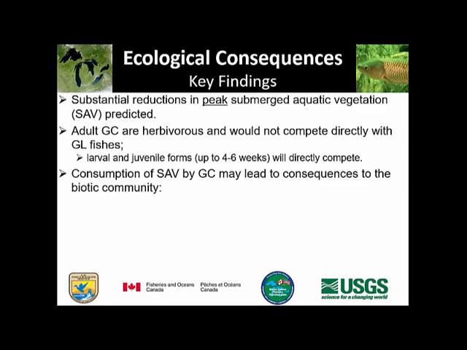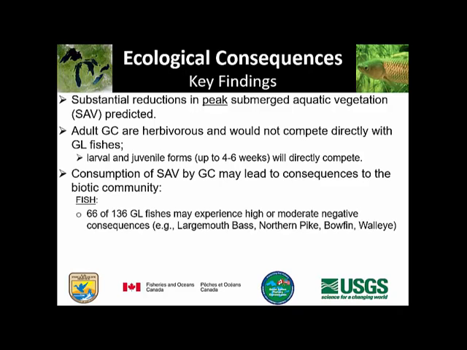Consumption of submerged aquatic vegetation by grass carp may lead to a variety of consequences to the biotic community. And we had access to some very interesting research done by DFO scientists to look at the potential impacts on fish. Essentially that study concluded that 66 of the 136 Great Lakes fishes that they examined could experience high or moderate negative consequences if grass carp were to establish. And some of those species, certainly not an exhaustive list, include largemouth bass, northern pike, bowfin, and walleye.